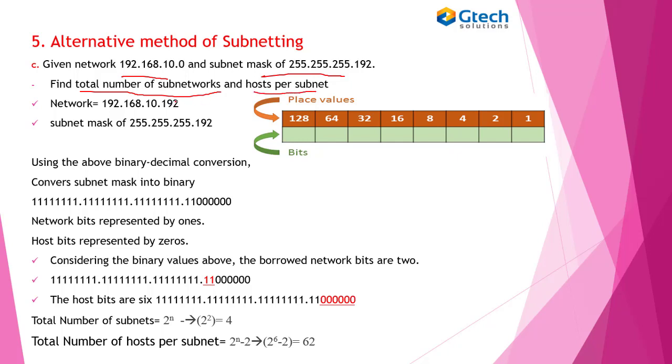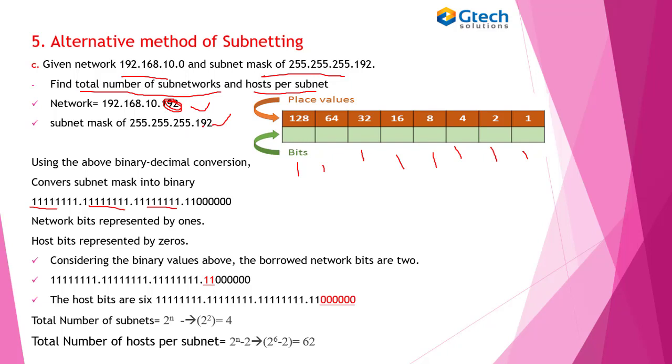Okay, let's see. Our network is this one and the subnet mask is this one. Using the binary decimal conversion table here, we convert this subnet mask into binary. It's the subnet mask that helps us to do subnetting. So you have to convert it to binary. So 255 always covers all these 1, 2, 3, 4, 5, 6, 7, 8. So 255 is 8 bits consisting of ones.